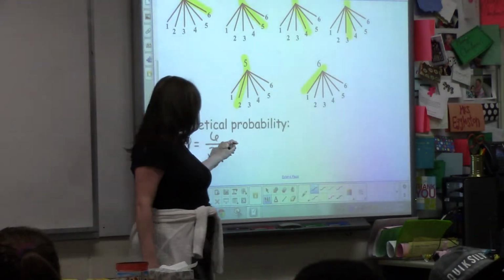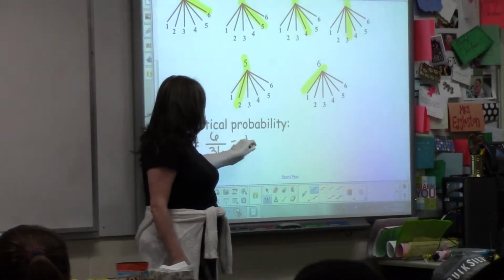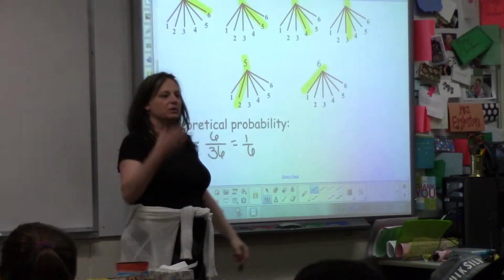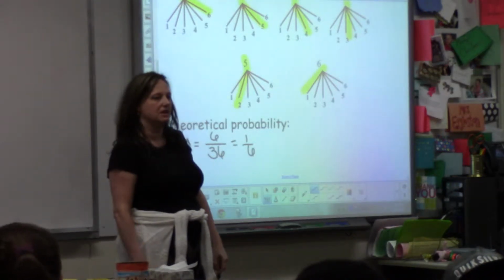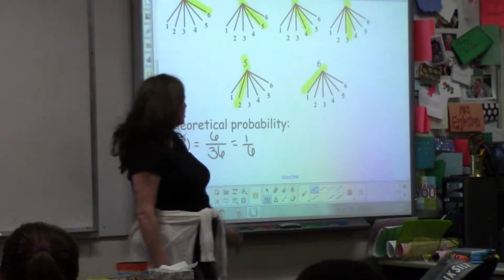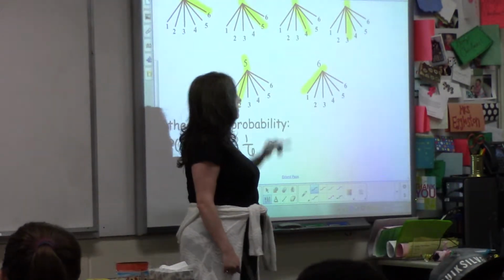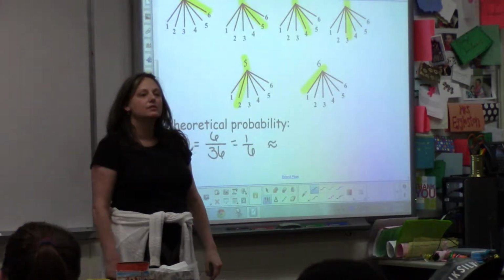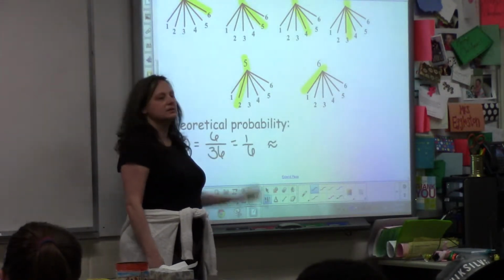1/6. Give me a percent because those are easy to understand. What percentage do I have? Every time I roll, what's the percentage that I'm going to roll a 7? Approximately. So you're going to do 1 divided by 6 times 100.